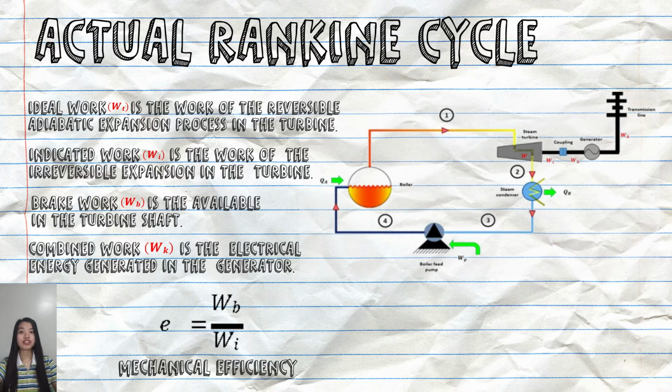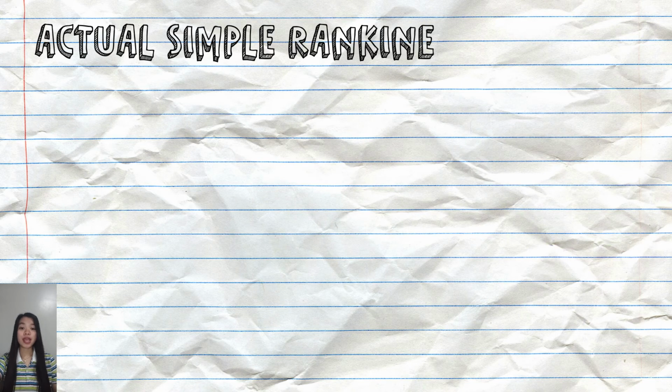Then, the ratio between the brake power over the indicated work is called mechanical efficiency, while the ratio between the combined power over the brake work is called generator efficiency. There are also several parameters of the actual simple Rankine cycle. We have engine efficiencies, steam rates, and heat rates.